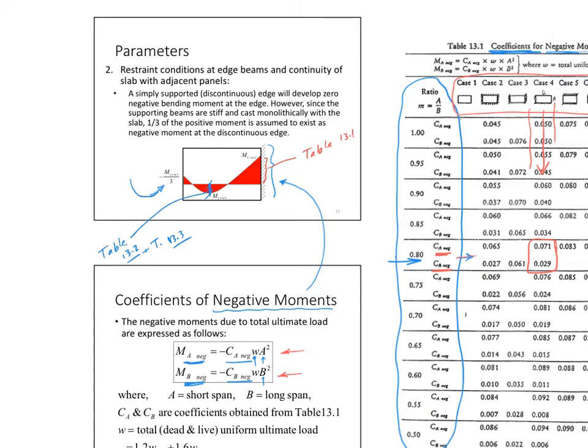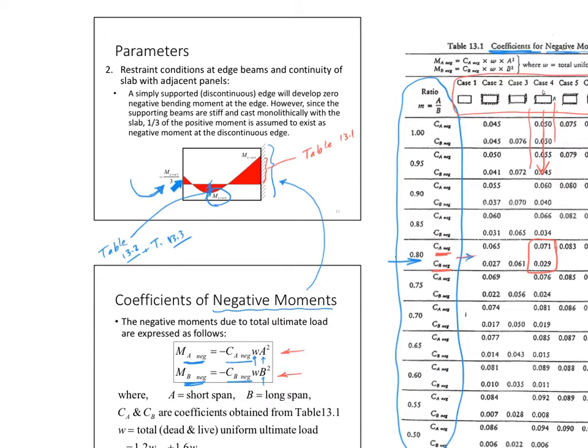Then how about this one here? This one will be simply the negative of 1/3 of this value. So now we have the value of the negative moment, which all the time comes from table 13.1. The value of the positive moment comes from these two values together. We will talk about them in the next slides.